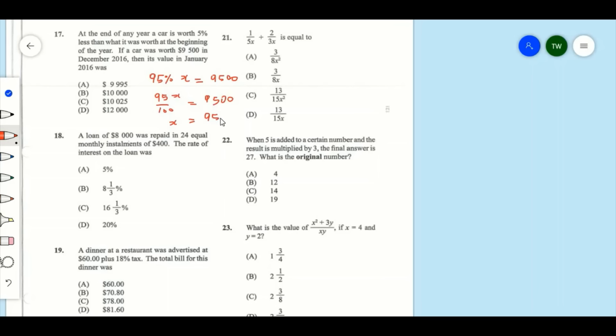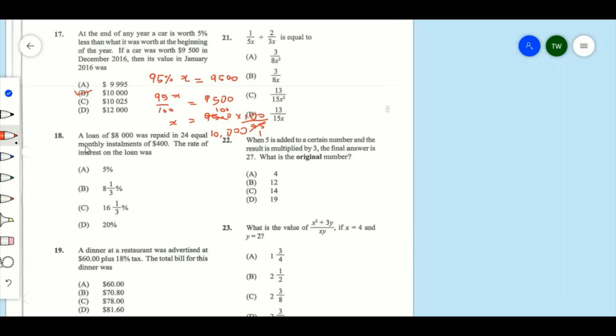9,500 multiplied by 100 over 95. 95 into 95, that's going to be 1. 95 into 9,500, that's going to be 100. And 100 times 100, that's going to be 10,000. So the correct answer for number 17 is going to be B.